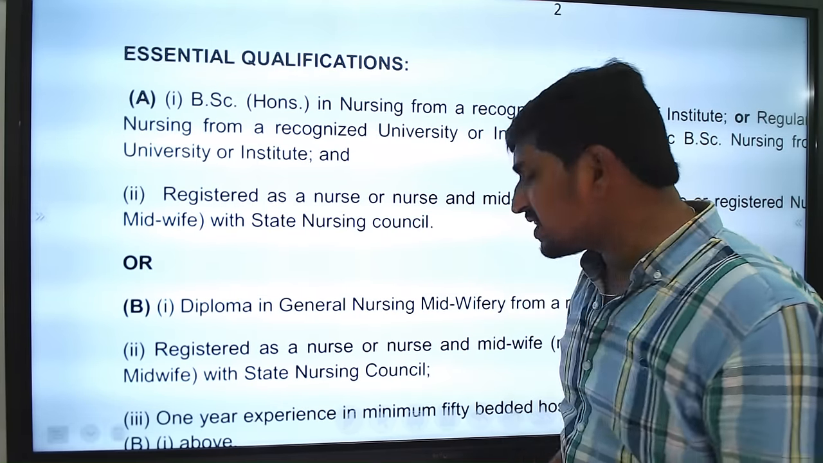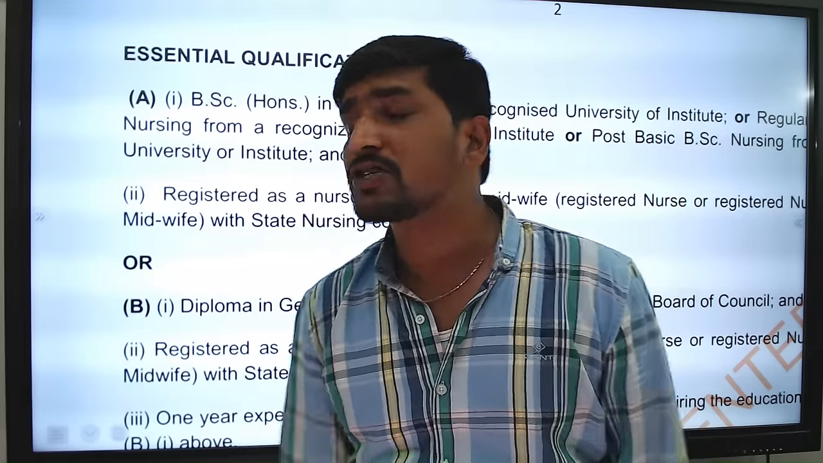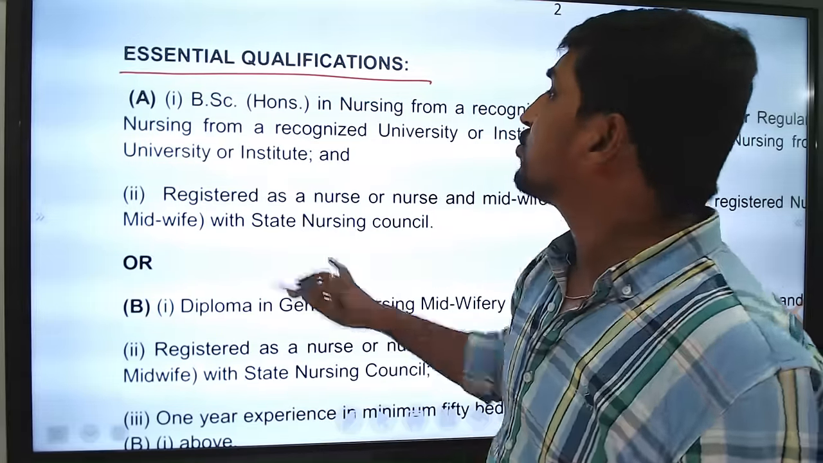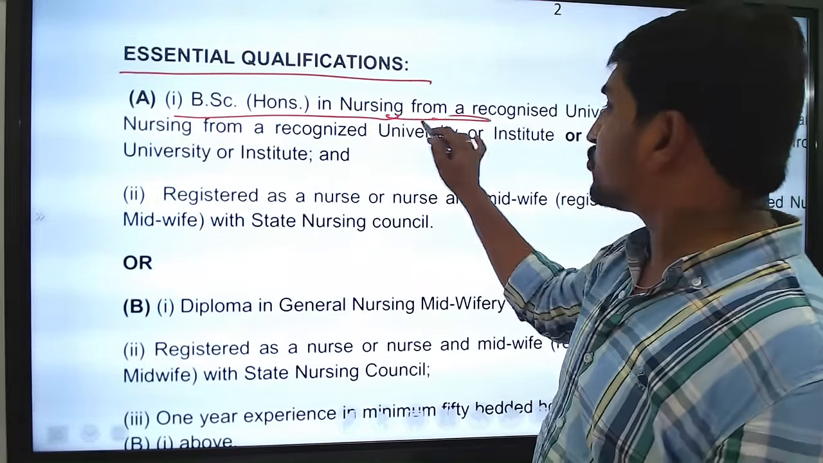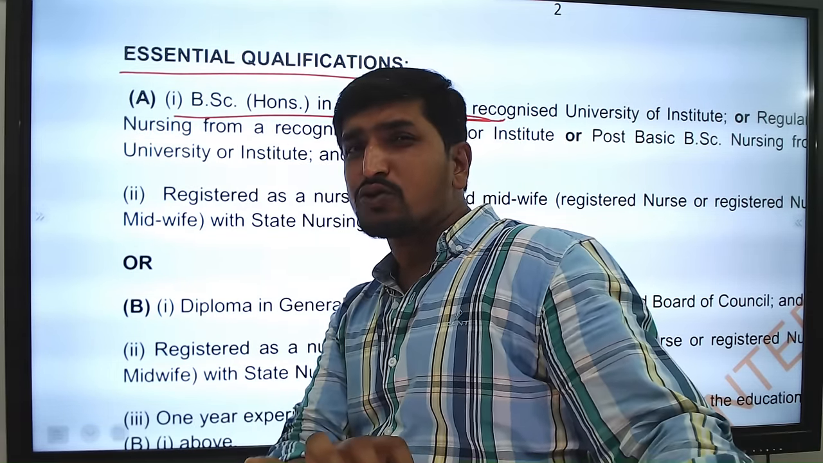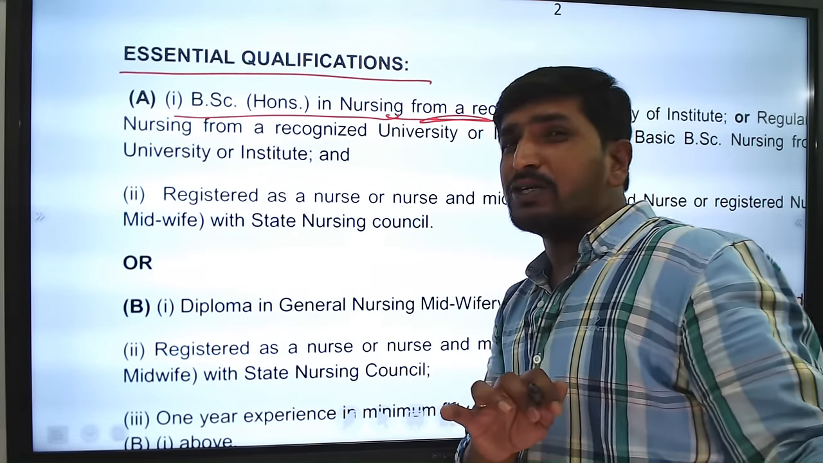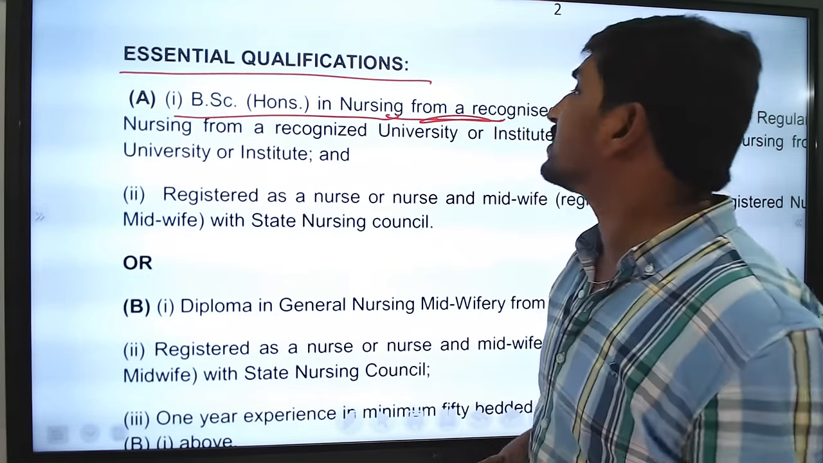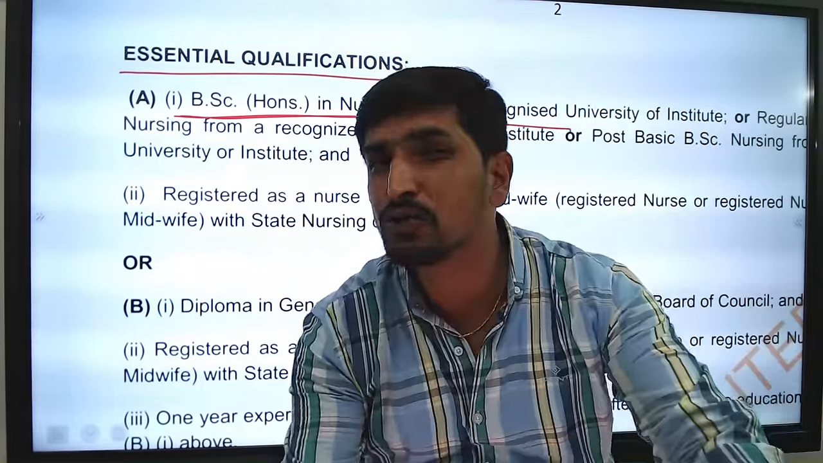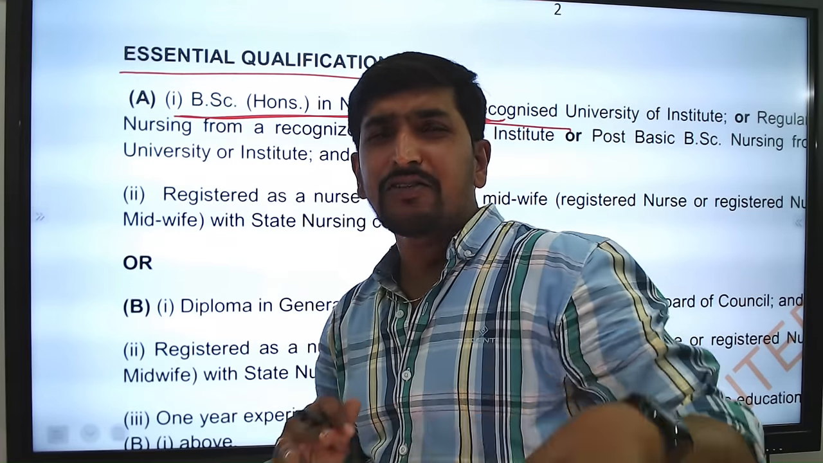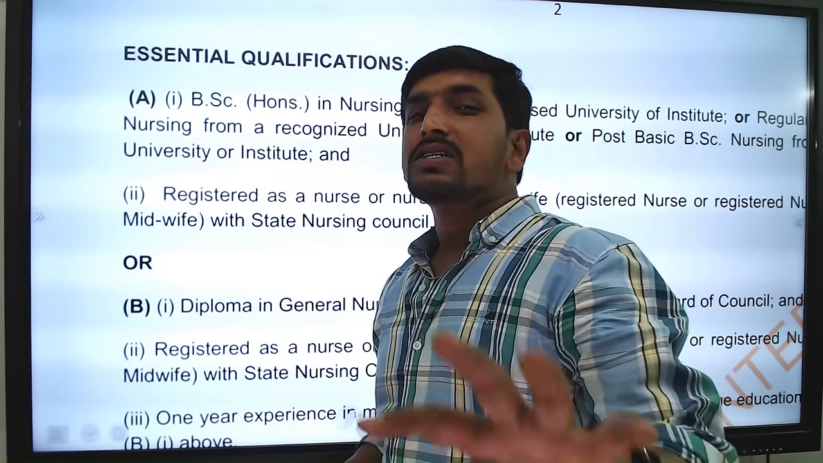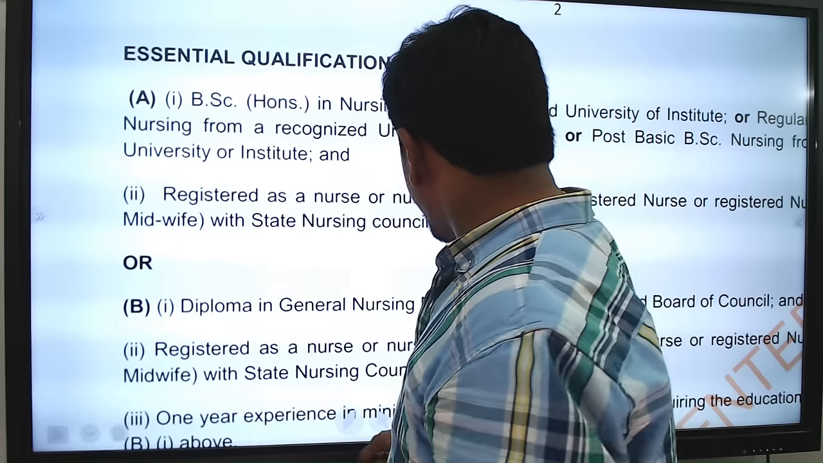Qualification, what exactly qualification they are asking for the 1930 posts. There is the essential qualification, especially to check. BSc nursing with registration should be enough. If you are a fresher, recently completed BSc nursing, you are also eligible for this post. No worry, you don't need any experience for BSc nursing. Even if you are a fresher, with BSc or post BSc, you are eligible for this post. No worries. But you should be registered with your state council, that is the NMC, that is very important.